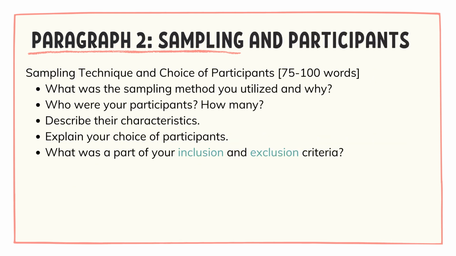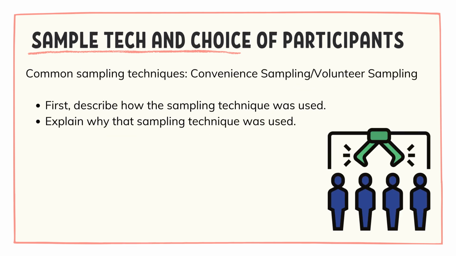Moving on to the sampling technique and the participants, there are a few things that you need to consider when answering this, but before that, what I would recommend is allocating about 75 to 100 words to this paragraph. Here, you will start off by answering the question, what was the sampling method you utilized? Okay, who were your participants? How many were there? Describe their characteristics. Explain your choice of the participants. And what was your inclusion and exclusion criteria?